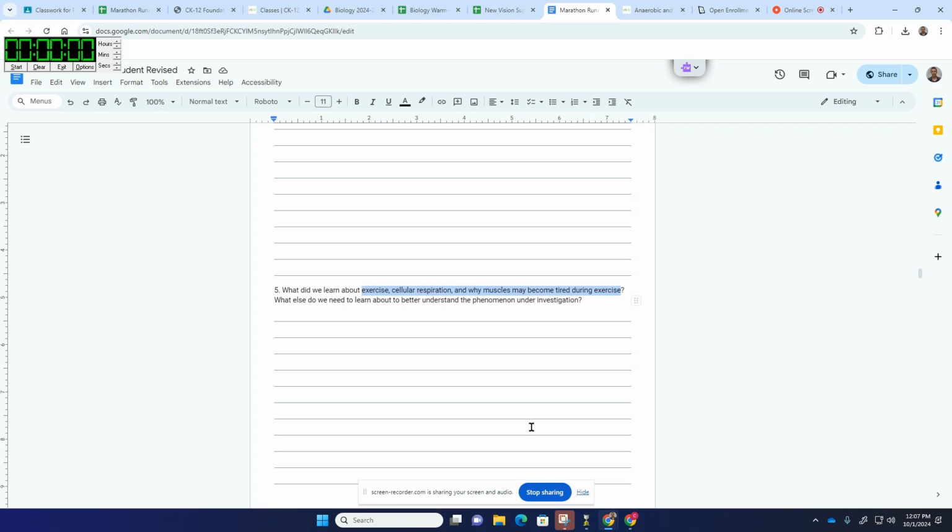There's more of this exercise. So I need more cell respiration, which makes energy, because my muscles need more energy. And doing that, it just depletes all of your reserves. Eventually, you run out of sugar and food, and that's when you begin to feel tired.